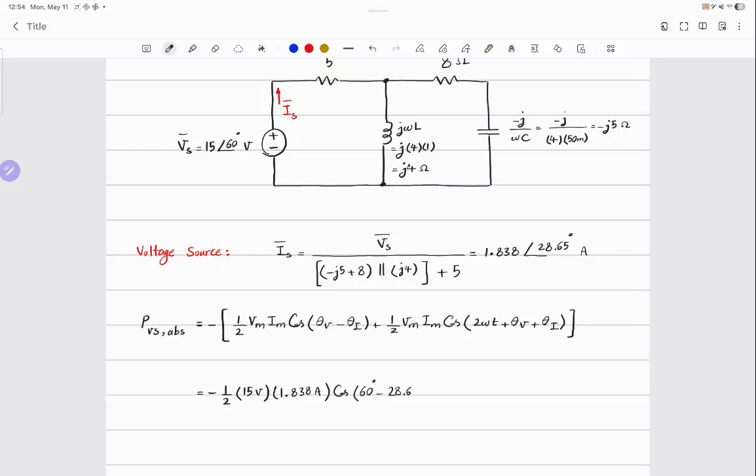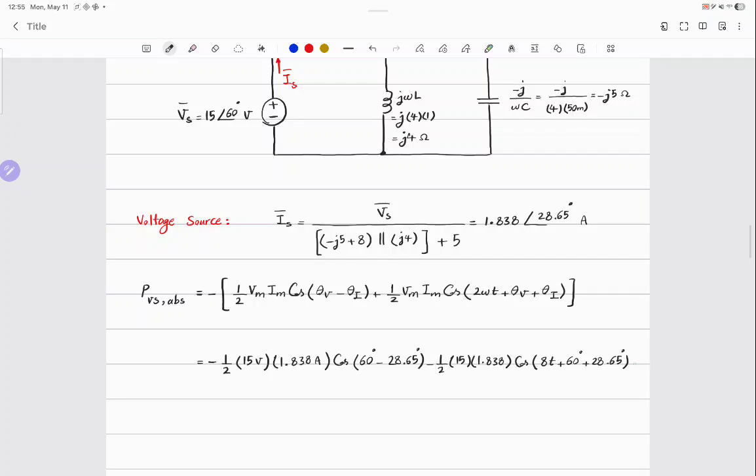Yes, 28.65 degrees. Right? Plus, everything is going to be repeated here. This is negative 1/2, 15, 1.838 cosine. What is omega? 4, right? So twice that is 8t plus 60 degrees plus 28.65 degrees. That is in watts.